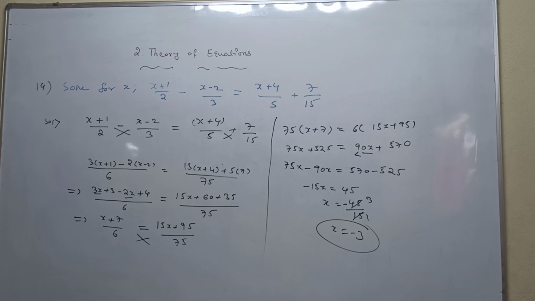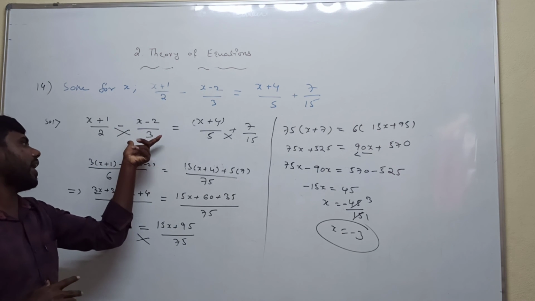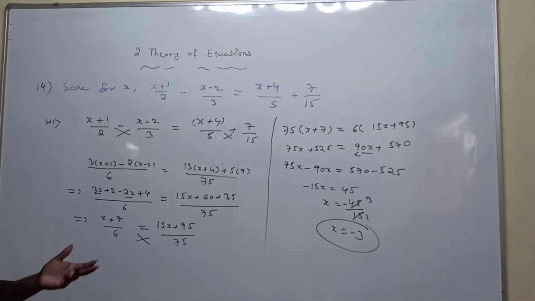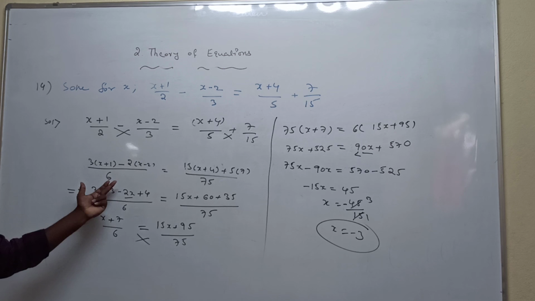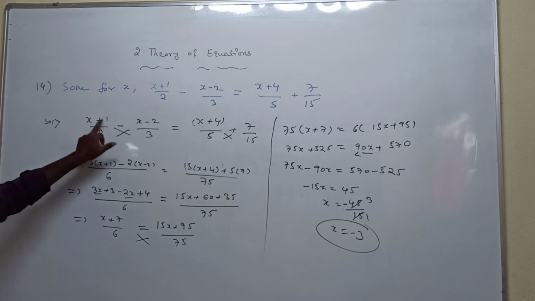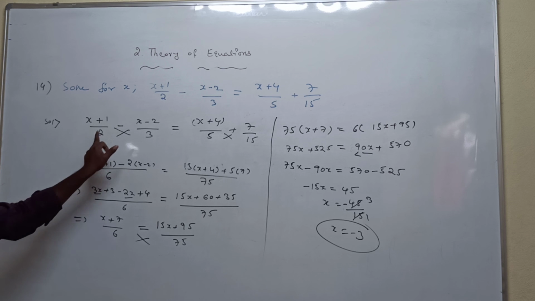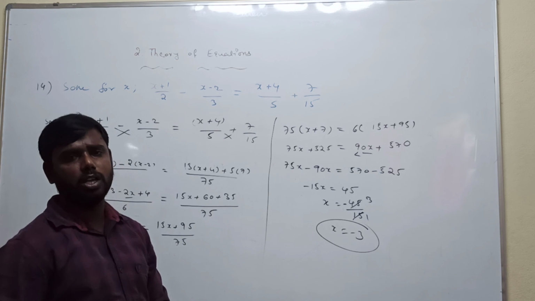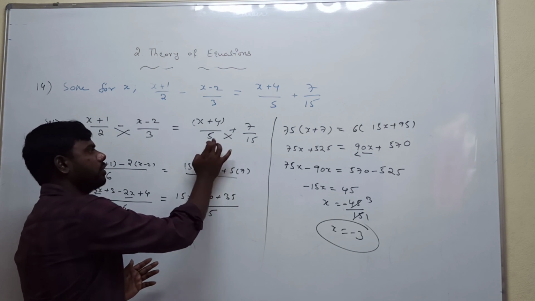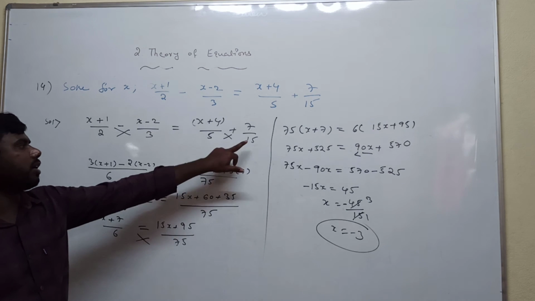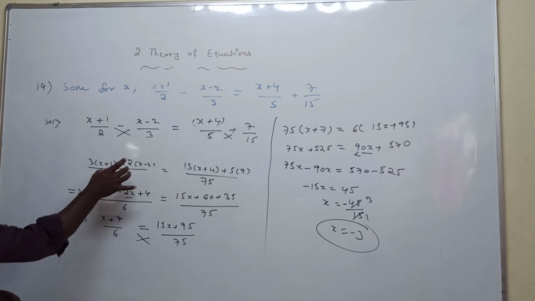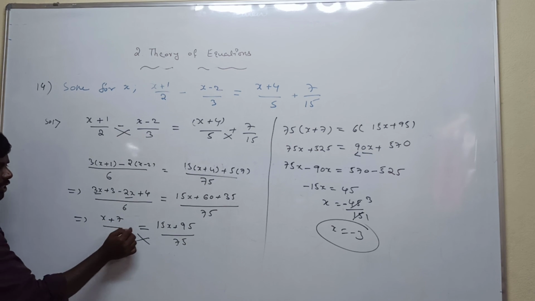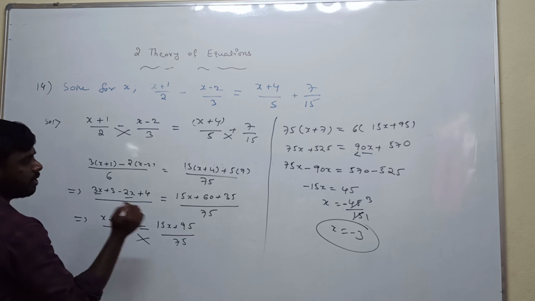Finally, we can find the x value. Let us recap the given equation. The LCM of 2 and 3 is 6, or if you don't know the LCM, take the product of the denominators, 2 into 3 is 6. After that, cross multiplication, 3 into x plus 1 minus 2 into x minus 2. Similarly, for 5 and 15 the LCM is 15, or product of the denominators 5 into 15 is 75. After cross multiplication we simplify the numerator values of the left and right sides. Finally we get x plus 7 by 6 is equal to 15x plus 95 by 75.